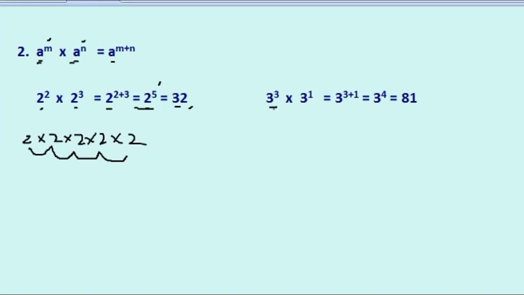3 cube, 3 raised to the power of 3, 3 cube into 3 raised to the power of 1. So here again the bases are same, 3, 3. So we write the base, then add the powers.